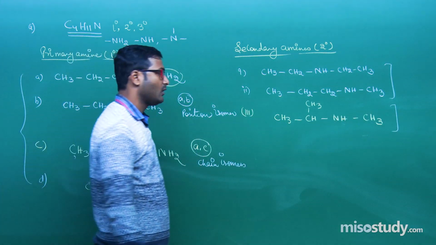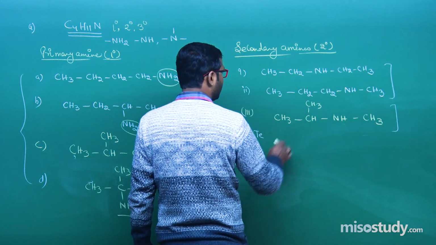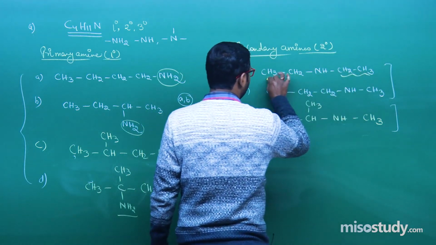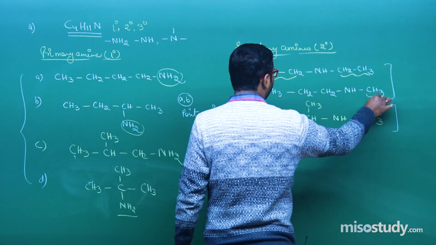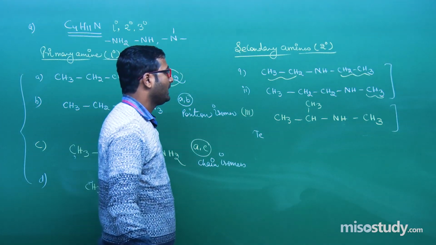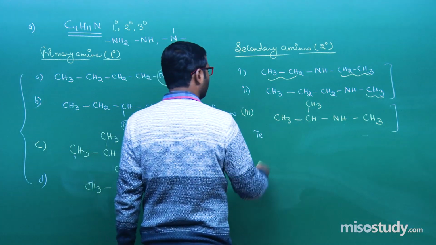Clear? Yes. Now, what is the name of this compound? N-ethyl ethanamine. What is the name of this compound? N-methyl what? N-methyl propanamine. Similarly, you can write the name of this compound.